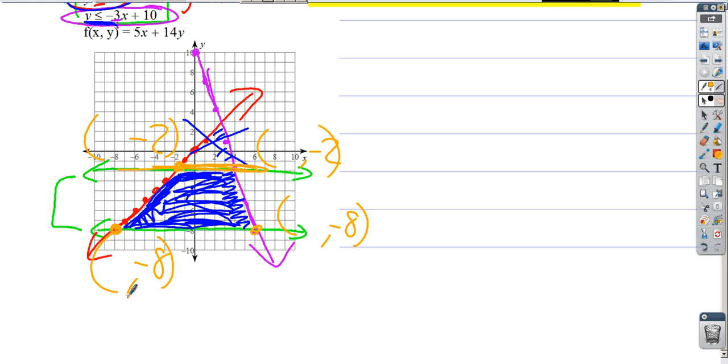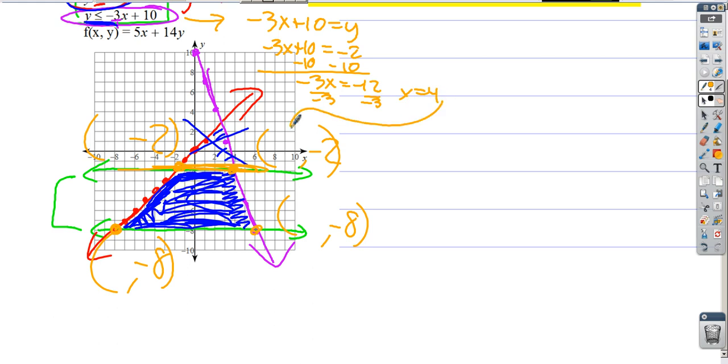So how do I find the x's? Well, I can either plug it into these lines or I can just eyeball it. So the purple line is negative 3x plus 10 equals y. And I know that y is negative 2. So let me just solve that for x. I'll subtract 10 from both sides. I get negative 3x equals negative 12. Divide by negative 3. X equals 4. So that's right here. And I got that by using the equation for this purple line and plugging in the y that I knew.